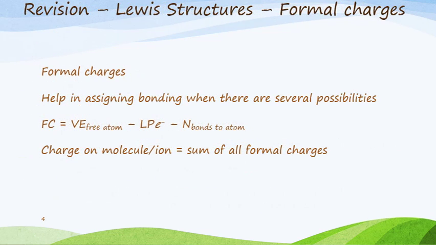With regards to formal charges, this procedure helps us to assign the bonding when there are several possibilities. The equation is given on the slide. As you can see, the formal charge is equal to the valence electron for the free atom minus the number of lone pairs electrons minus the number of bonds to the atom. And the charge on the molecule and the ion must be equal to the sum of all the formal charges.